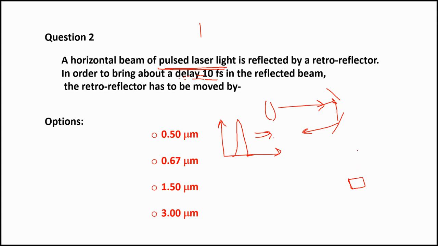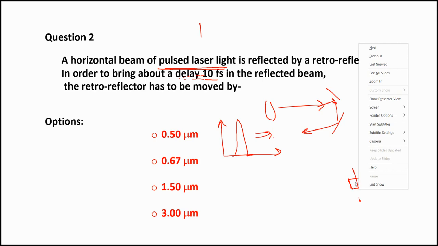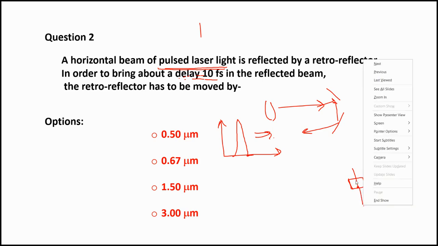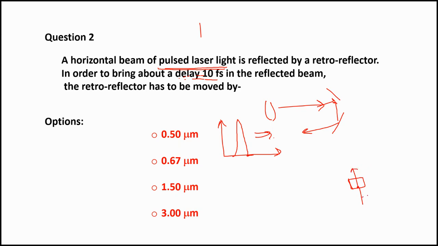So here, suppose this is our sample, so we had used this pulse pump light to excite the sample. Now suppose all the molecules in the sample are in the ground state, so they reach the excited state, so this is the excited state. Now what had happened, we had given a perpendicular light, this is called the pump probe light.